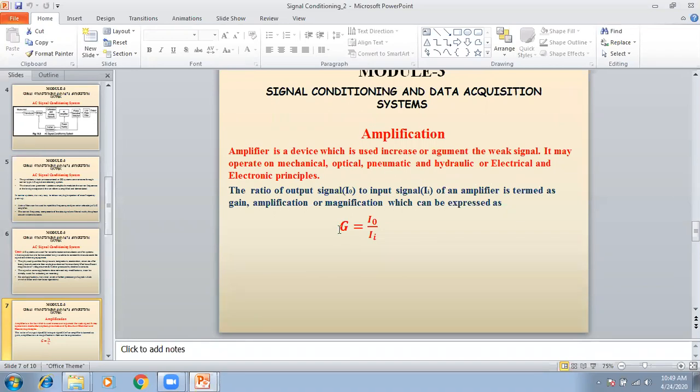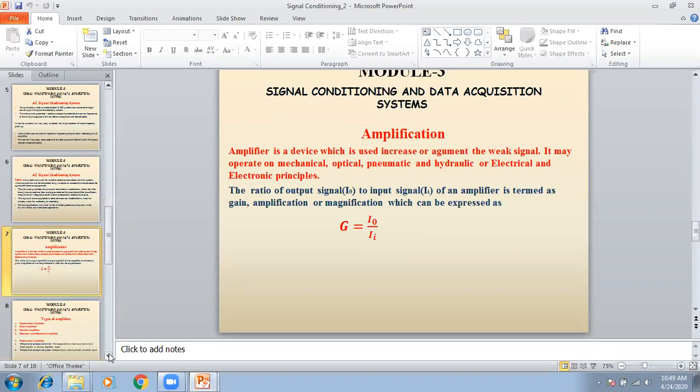So again, here the amplifier gain is nothing but what? The output current divided by the input current, right? So output divided by input current. If I am considering the voltage, V naught divided by Vi, that is the gain we are going to take for the measurement purpose, right?